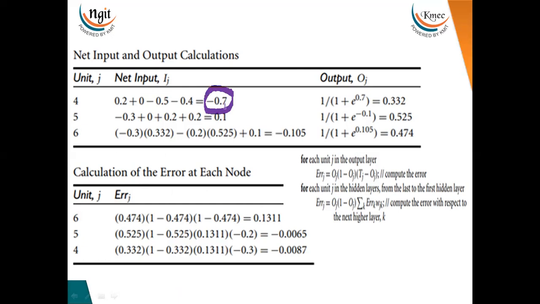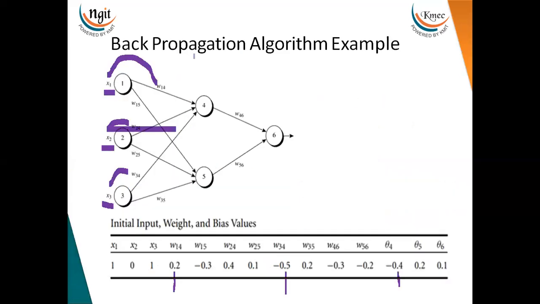Now, is this your output? No. This value should be transformed to output using the activation function. As I told you, the activation function that you are using is the sigmoid activation function. Actually, what is the formula? 1 divided by 1 plus e raised to minus x. But your x is already minus 0.7, so it will become plus 0.7 in the power of e. Now, what is the output you are getting? 0.332. So this is the output you are getting at the first node of your hidden layer, that is node 4.